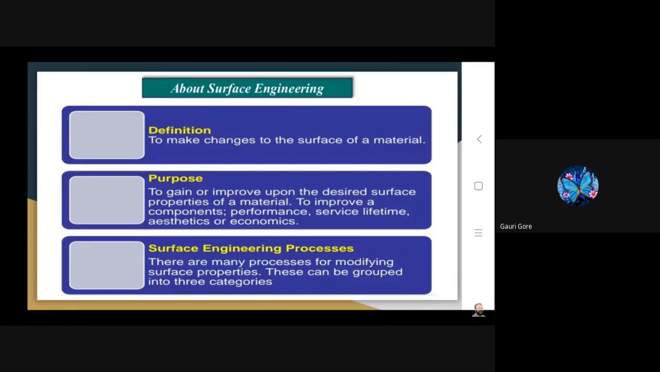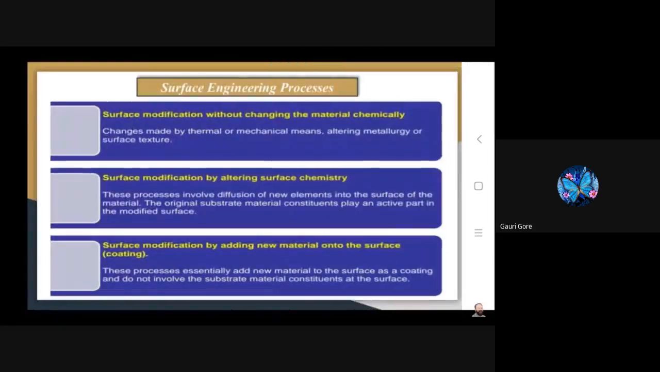Now, surface engineering processes. There are many processes for modifying the surface properties, and these surface engineering processes are grouped into three main categories. The first category is surface modification without changing the material chemically. In that, changes are made by thermal or mechanical means, altering the metallurgy, or we can say surface structure. The second group is surface modification by altering surface chemistry. These processes diffuse new elements into the surface of the material, and the original substrate material plays an active part in this modified surface.